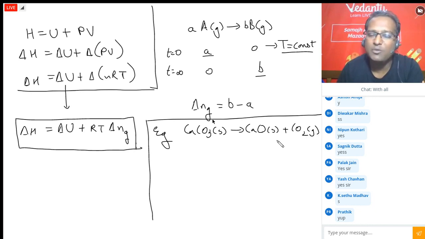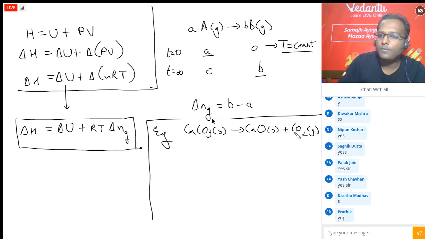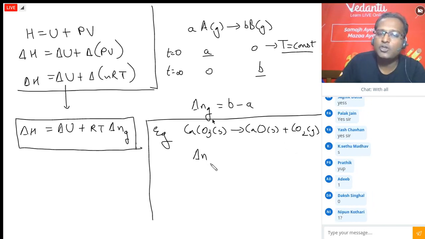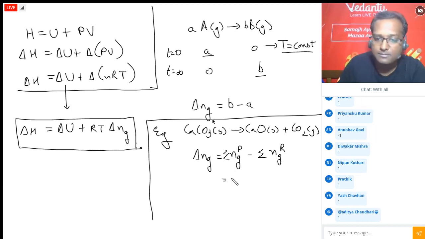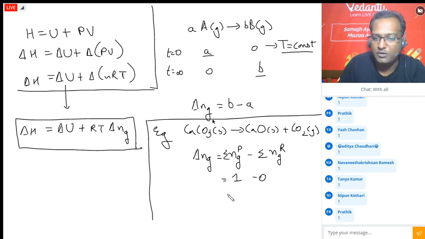Another example, suppose I have calcium carbonate solid going to calcium oxide solid and CO2 gas. Can somebody tell me what is the delta n g in this case? Stoichiometric coefficient of gases in the product minus stoichiometric coefficient of gases in the reactant. That means 1 minus 0 equal to 1.